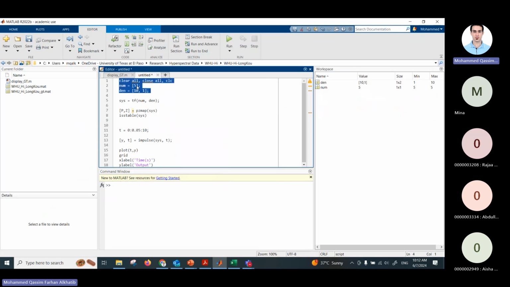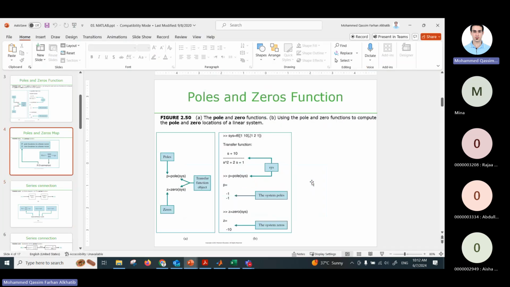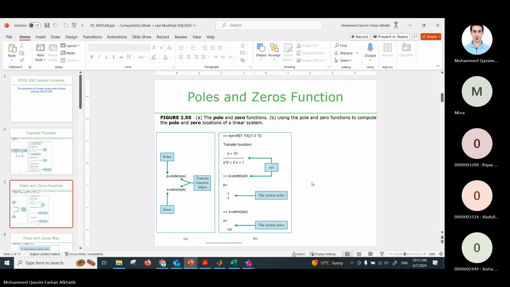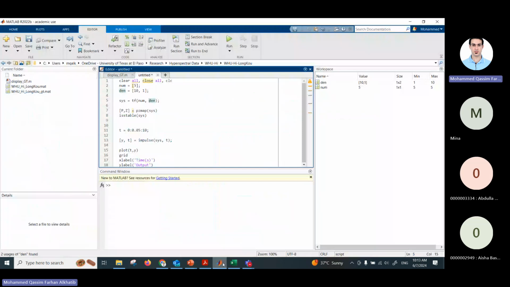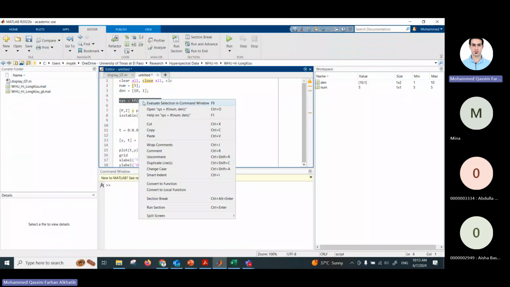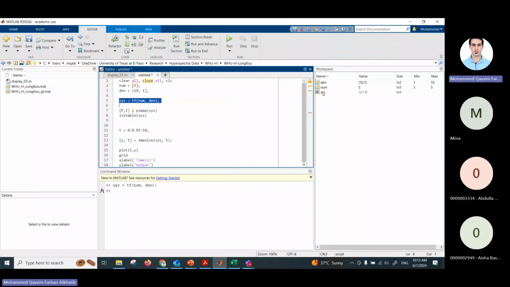Okay, so I'll run this part. So I have my numerator and denominator, construct the transfer function. Again, you can refer to lecture 3 for this part, how to construct the transfer function. First, you must have the control toolbox installed. Then you apply this function, tf, to create an object, which is the transfer function.